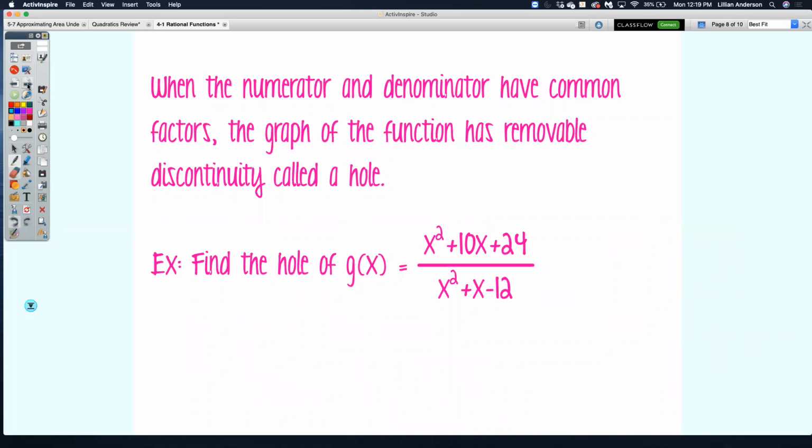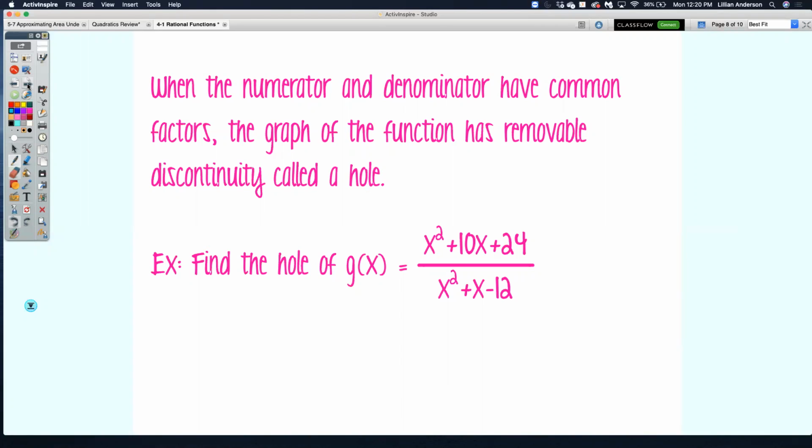Holes, though, they're a different beast, okay? The reason why is because students forget about holes. When the numerator and denominator have common factors, the graph of the function has a removable discontinuity, also called a hole. We talked about those. You have infinite discontinuities, which are your vertical asymptotes. Then you also have removable discontinuities, which are your holes. So to find your hole, it's a coordinate.